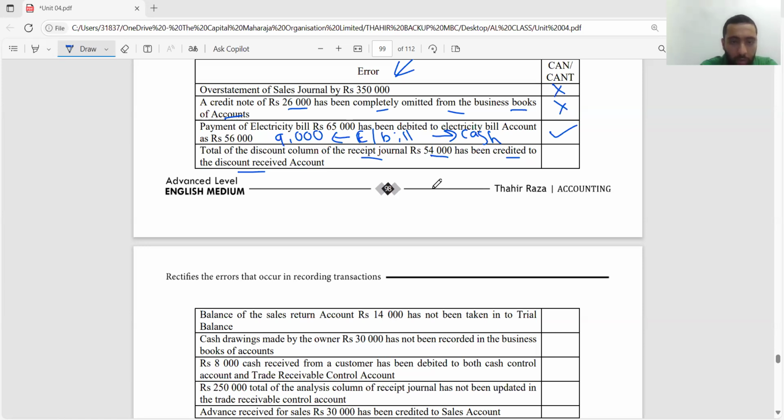Total of discount column of receipt journal 54,000 has been credited to discount received account. Actually, children, there is no error here. The error is with the person who made the question. So it has to be changed to total of discount allowed column. Then remove this part, remove the words receipt journal. Please adjust this: total of discount allowed column 54,000 has been credited to discount received account. Right?